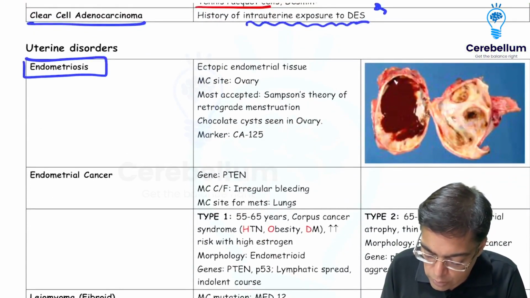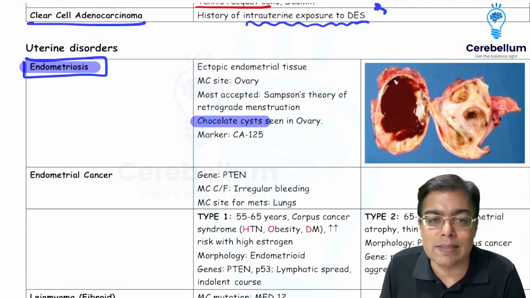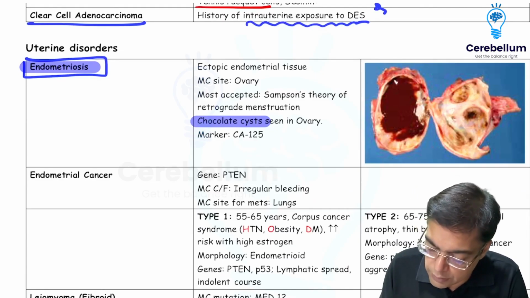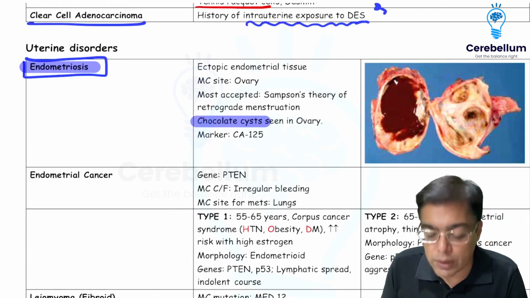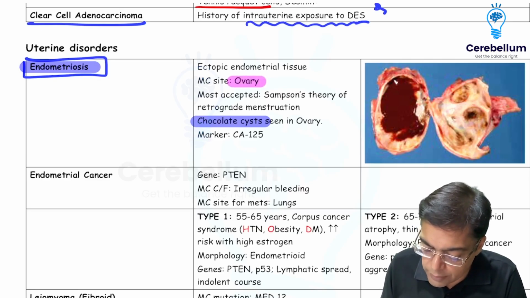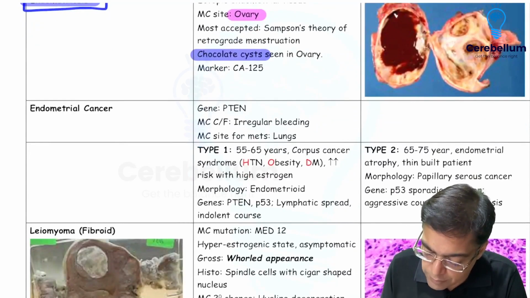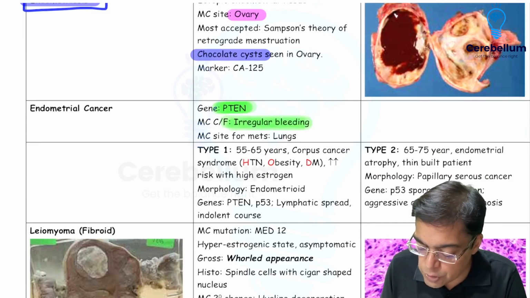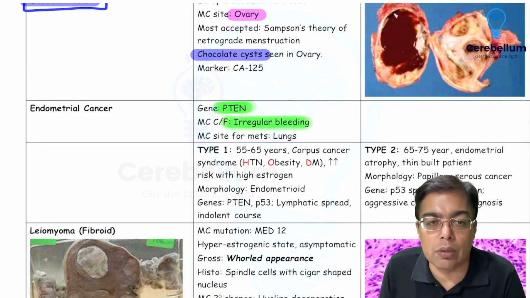is pertaining to endometriosis, which is going to be responsible for the presence of chocolate cysts in the ovary. Endometriosis is going to be the presence of the endometrial tissue outside the uterus, and the commonest site outside the uterus happens to be the ovary. Right? We are going to be talking about endometrial carcinoma, which can be associated with a gene like the PTEN gene. And this is going to be having a clinical presentation in the form of development of an irregular bleeding.